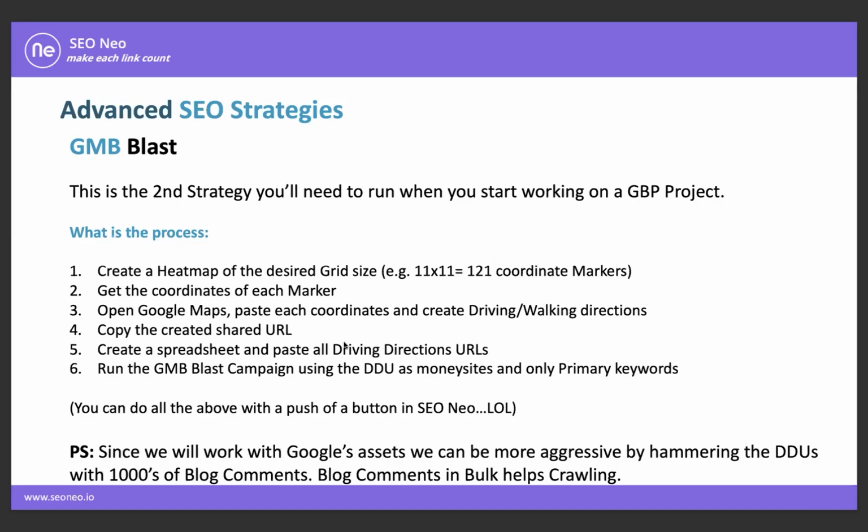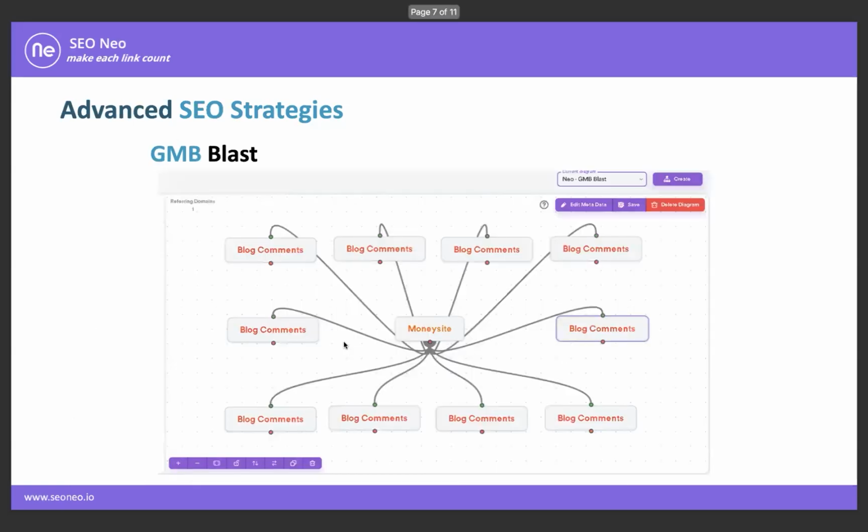Okay, so now we will see in the Wizard that all those 121 coordinate markers and the driving URLs are being fetched in 3 seconds, not 3 hours, 3 seconds. We have created an amazing piece of code that does everything super, super fast. And the GBP Blast looks like this.